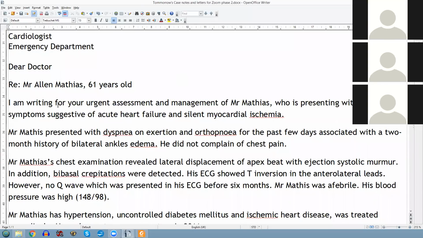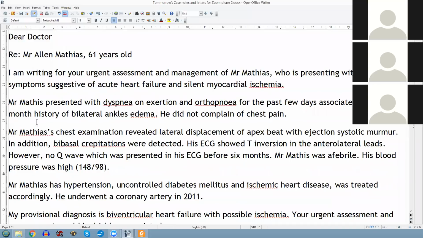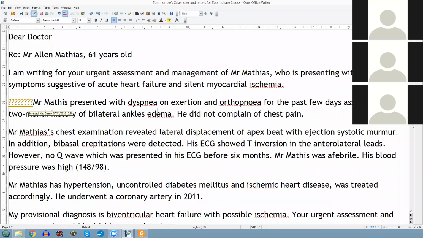I'm writing to request or to ask for your urgent assessment and management of Mr Matias, with signs and symptoms. Good, yeah, you see what they've done there right from the start. They have broken it into two, right at the start. I'm writing for or to ask for your urgent assessment and management of blah, blah, blah. Okay, that's good. When did he present? What's the date?